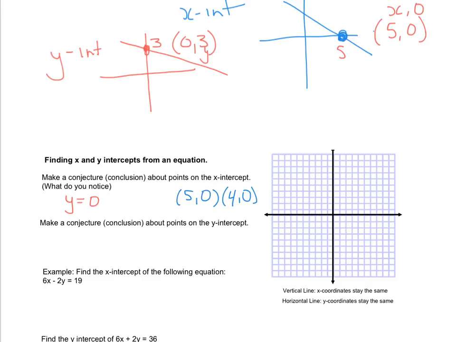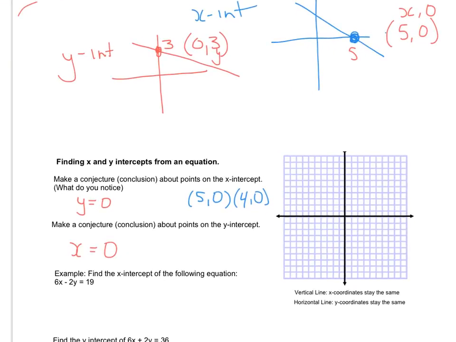So the next thing, make a conjecture about points on the y-intercept. Well, x is always equal to 0 when points are on the y-intercept. As you guys can see up here, we had 0 and 3. The x value was 0, the y value was 3.